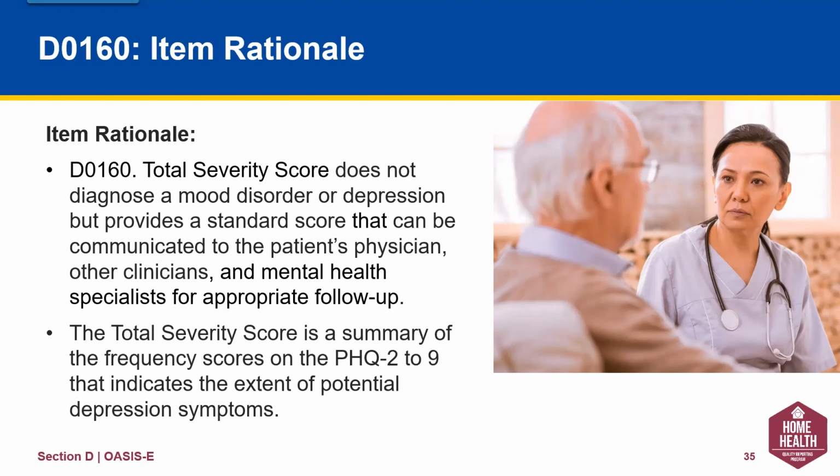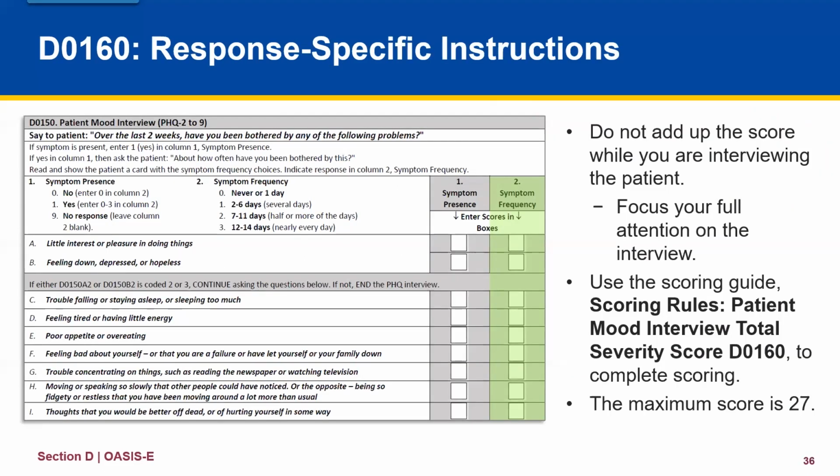The total severity score is a summary of the frequency scores on the PHQ-2 to 9 that indicates the extent of potential depression symptoms. And remember, do not add up the score while you're interviewing the patient. You should focus your full attention on the interview. Use the scoring guide. There is a scoring rules section in the section D part of the OASIS-E manual that identifies the patient mood interview total severity score D0160, and you can use that to help complete the scoring. And note, the maximum score for D0160 is 27.